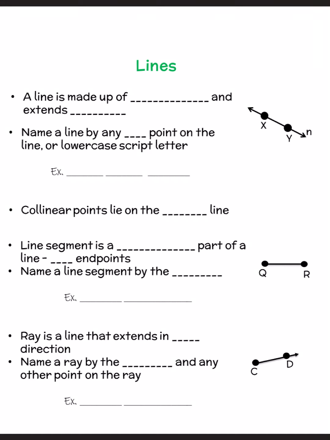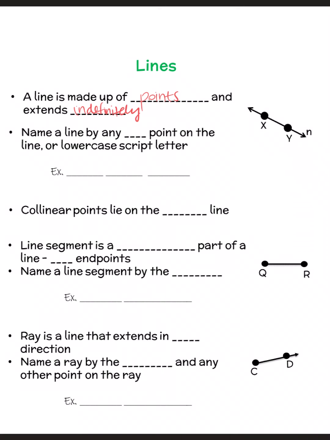Our second undefined term in geometry is a line, and how we describe that, not how we define that, is a line is made up of points. And our lines, they extend indefinitely. So when you are talking about lines, you are talking specifically about these kinds of lines that have arrows on both sides, meaning that they go on forever and ever.